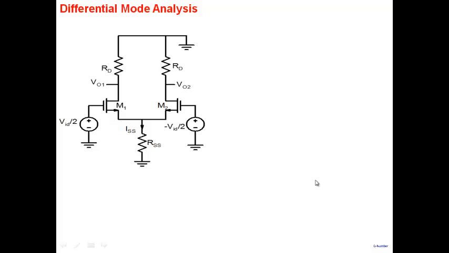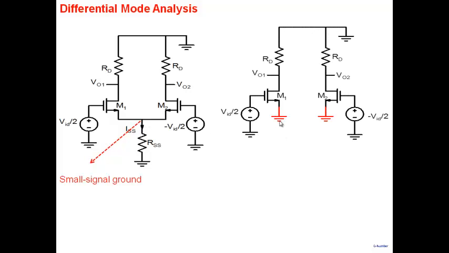When you come to differential mode, note that the voltages are VID by 2 and minus VID by 2 here. And then we use symmetry. M1 and M2 are identical. Therefore differential mode analysis tells us that this node is small signal ground, since the signal is positive here and negative here. There is no other possibility except for ground here. So this becomes ground, and the two halves of the circuit separate out. RSS doesn't matter anymore. If you look at the left half, it's nothing but a common source amplifier. And the right half is also a common source amplifier.